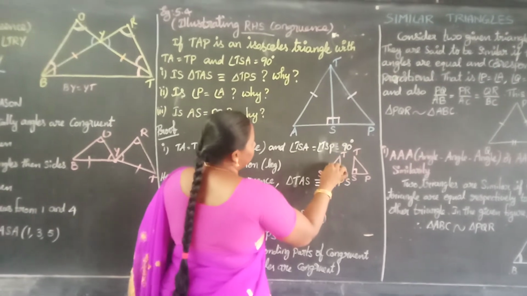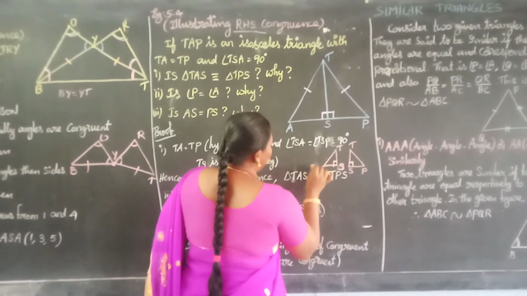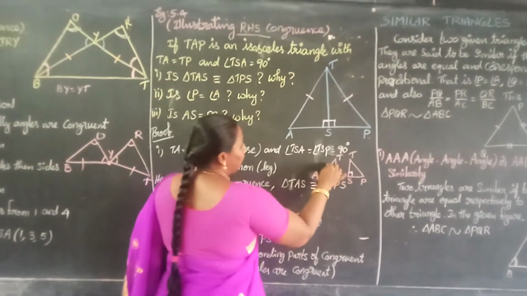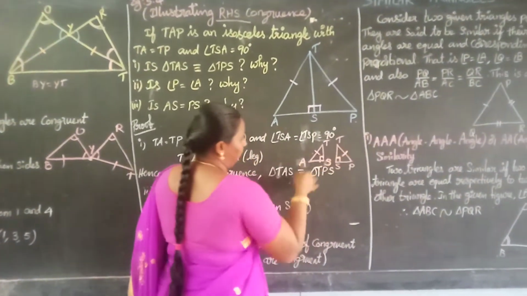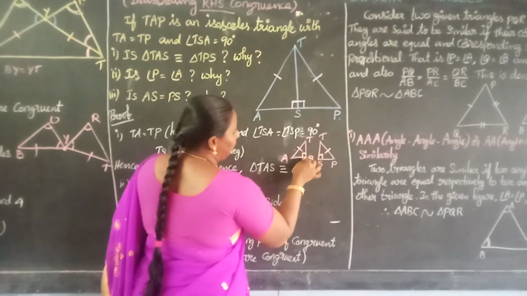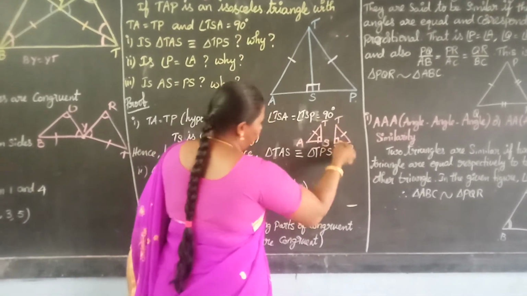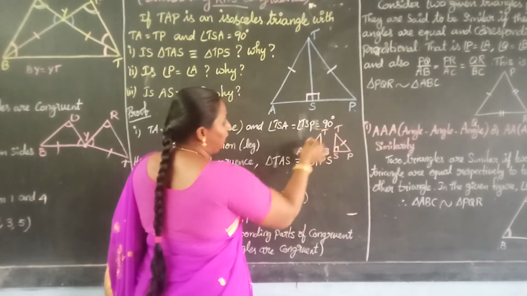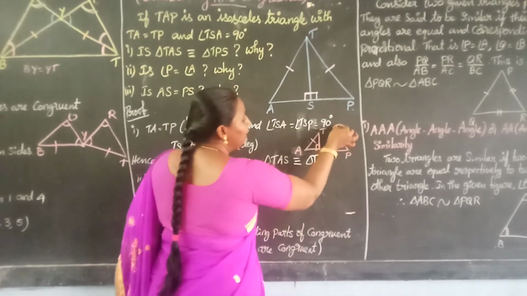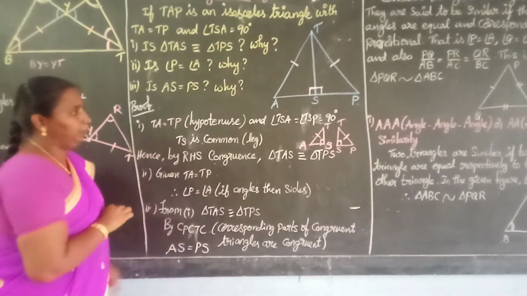They are given that AB is equal to TP. One side is the same. See that TS is common in both. So TS is congruent to TS. Therefore, we can say that triangle TAS is congruent to triangle TSP.